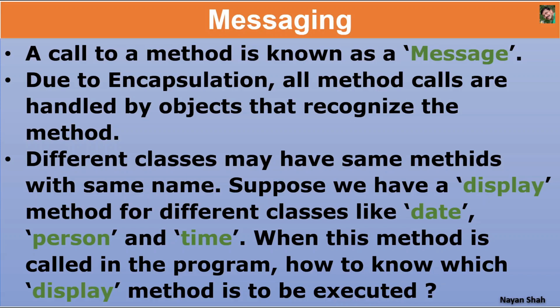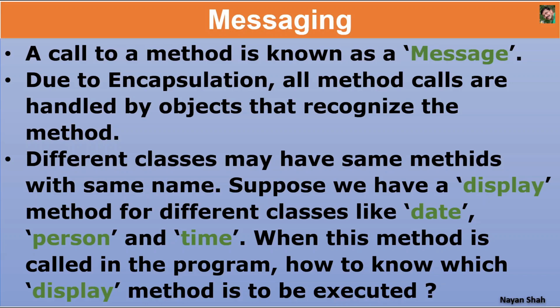Due to encapsulation, all method calls, that is all the messages, are handled by the objects that recognize the method. Different classes may have the same method with the same name. You might have the same method name in different classes. For example, suppose we have a display method for different classes like the date class, person class, and time class. All these three classes might have the same method with the name display.